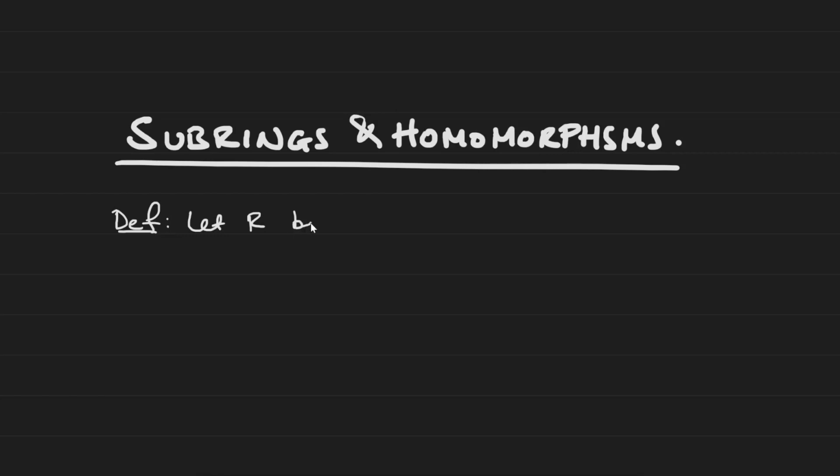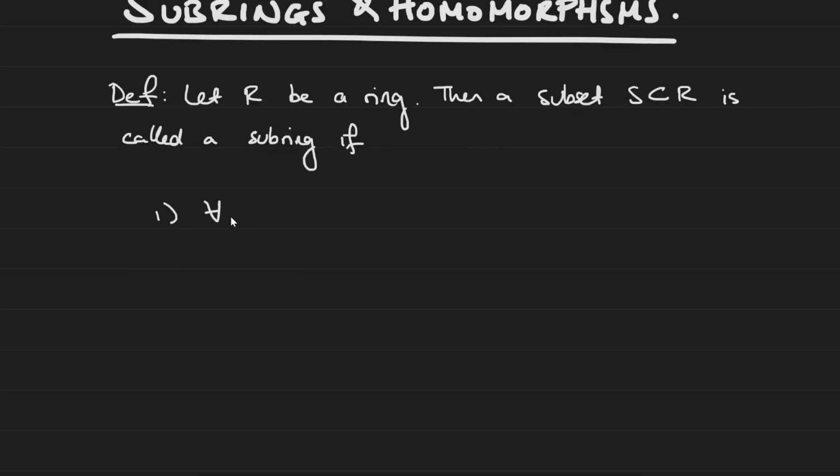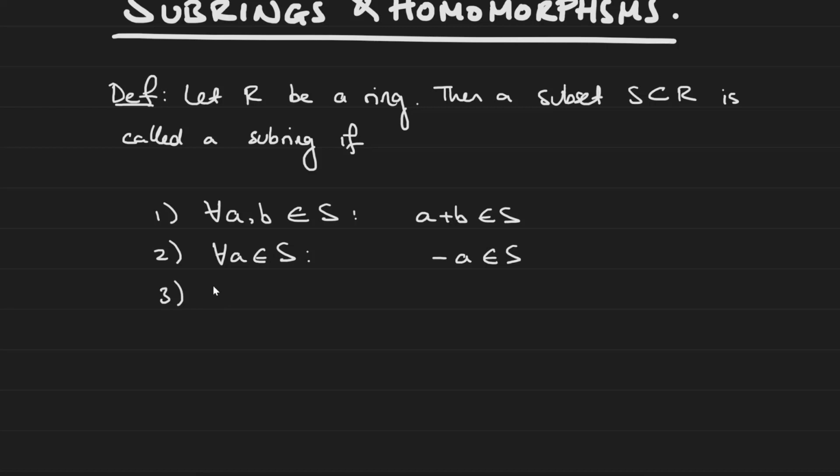Let R be a ring, then a subset S in your ring R is called a subring if the following four conditions are met. First of all, you need closure under addition, which means if you take two elements in that subset S, it must be that their sum also lies in S. You also need to be able to find each element's additive inverse inside of S as well. Multiplication must also be closed inside of this subset.